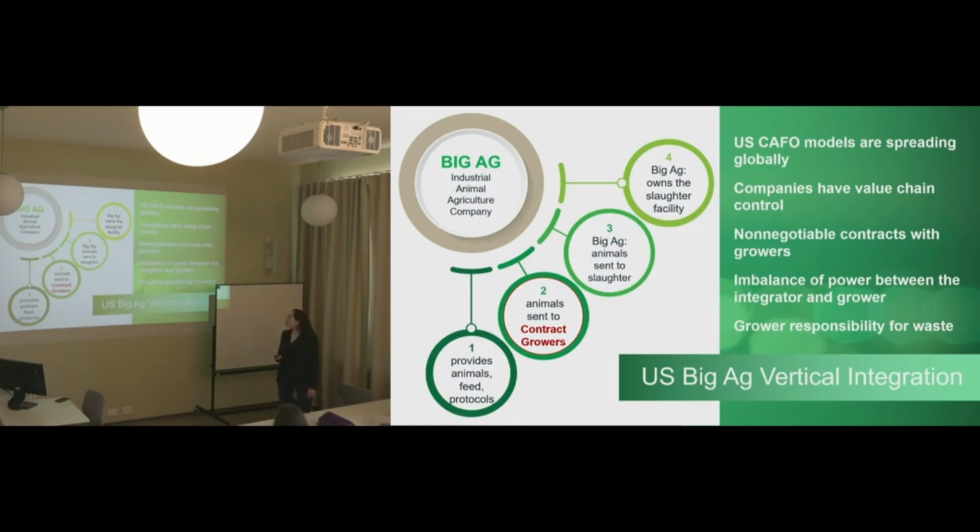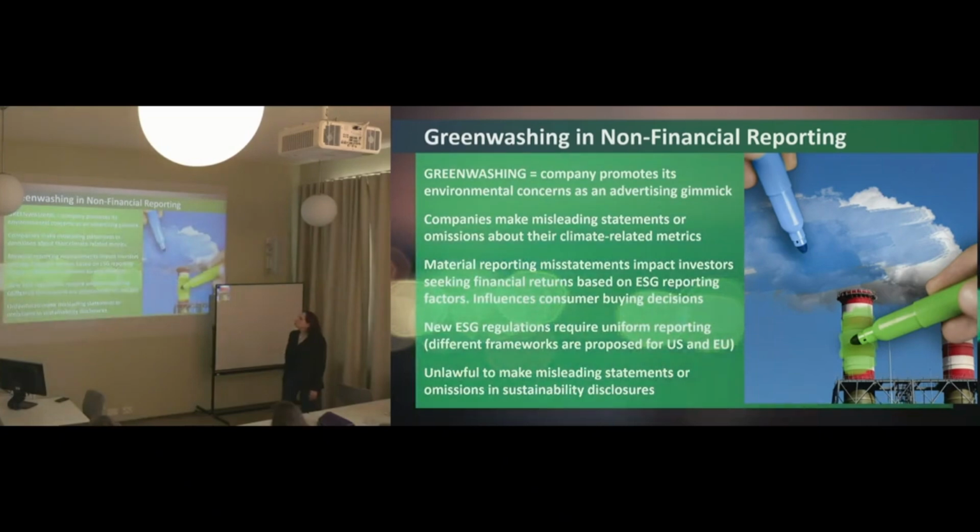So what happens is it becomes the grower's responsibility if there's any pollution or emissions or anything linked to these animals. So Big Ag is able to offload it, and the growers would be responsible for their problem.